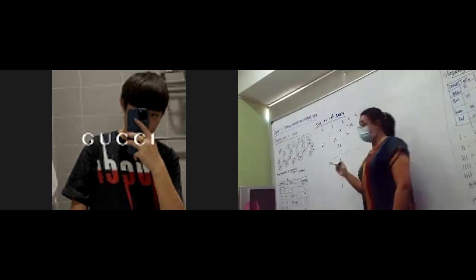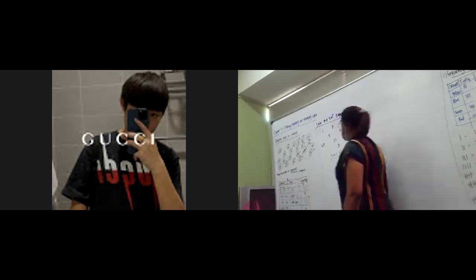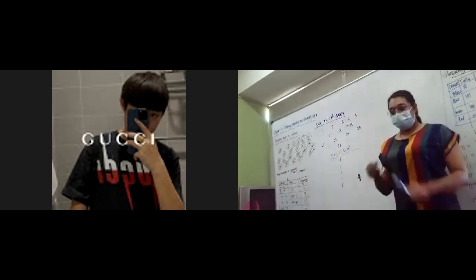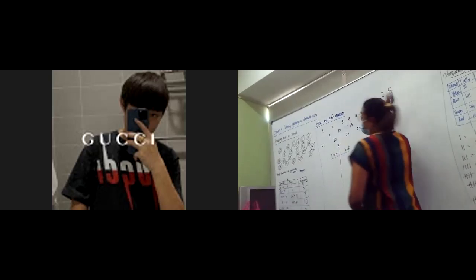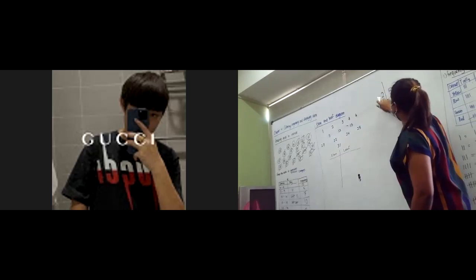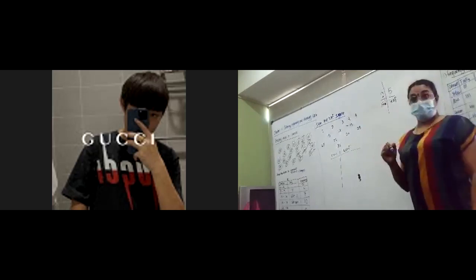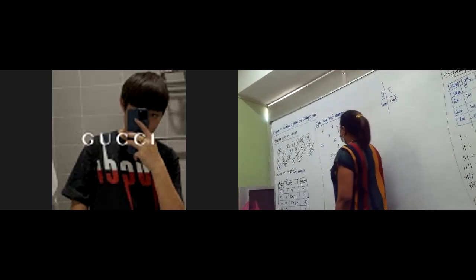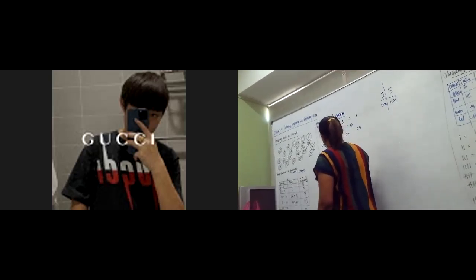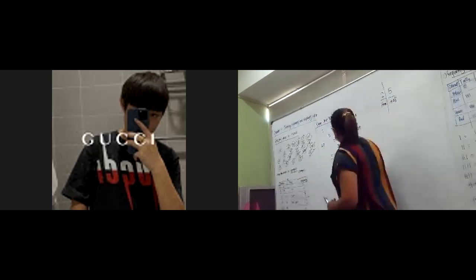You write here stem, and here leaf. For example, this is 25, so this will be your stem and this will be your leaf. Here you have stems 0, 1, 2, 3. For 0, you have leaves 1, 2, 3, 4.